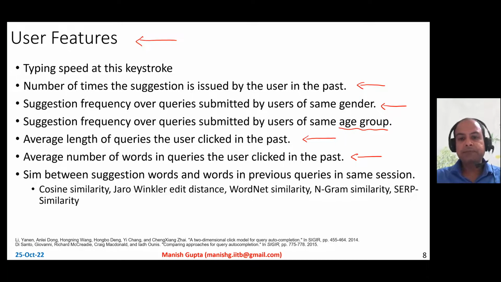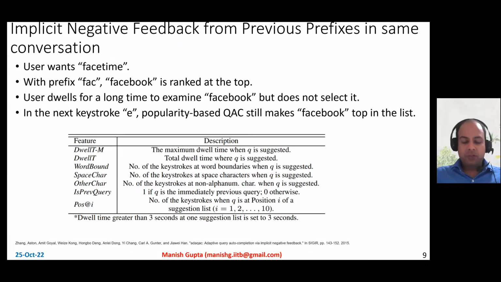Lastly, you could compute similarity between the words in the current suggestion and words in previous queries in the same session. Like on the previous slide, we discussed, hey, you could use edit distance or cosine similarity, but there are other kinds of distance measures, some of them semantic in nature as well, like WordNet similarity, n-gram similarity, or even word2vec kind of similarity that you could use for this purpose.